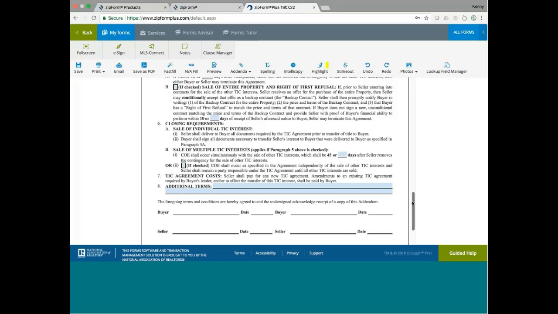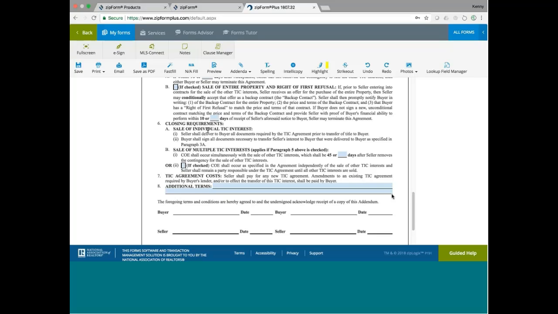Closing. Sale of undivided interest. Seller shall deliver to buyer all documents required by the TIC agreement prior to transfer of title to buyer. Buyer shall sign all documents necessary to transfer seller's interest to buyer. That were delivered to buyer specified in paragraph 3A. Notice something? There is no mention of escrow. The reason why there's no mention of escrow is because escrow is covered by the purchase agreement already. There's no need to mention escrow in here.